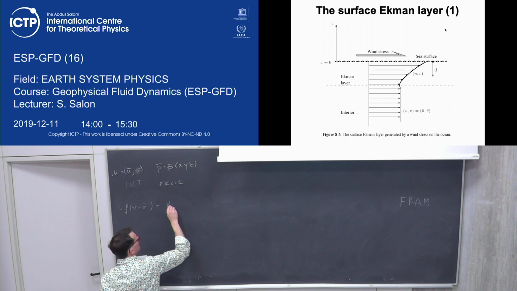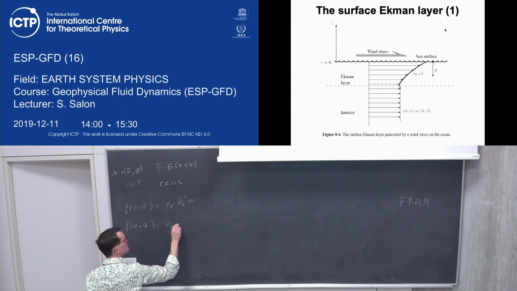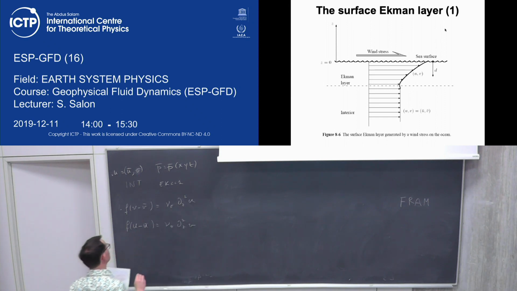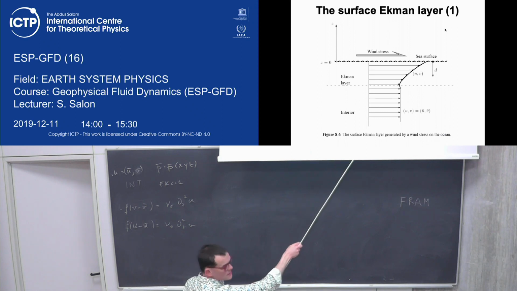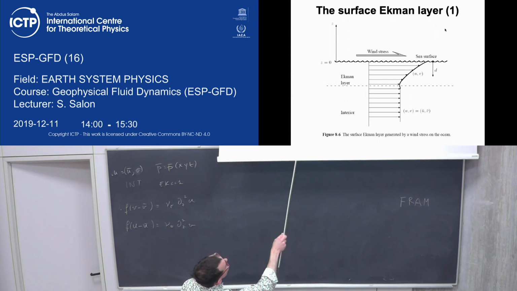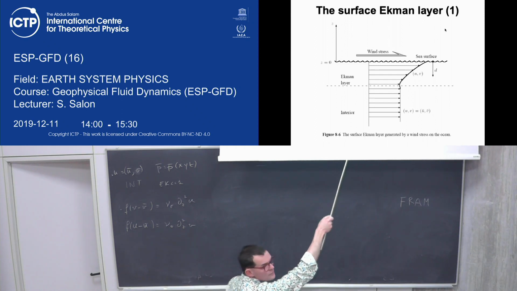So I can again put E here. Now we have a situation which is reversed with respect to the previous one. Before we had the interior and then the bottom, and the Ekman layer was close to the bottom. But now we have the interior at the bottom, and the Ekman layer is the interface between the interior and the sea surface.